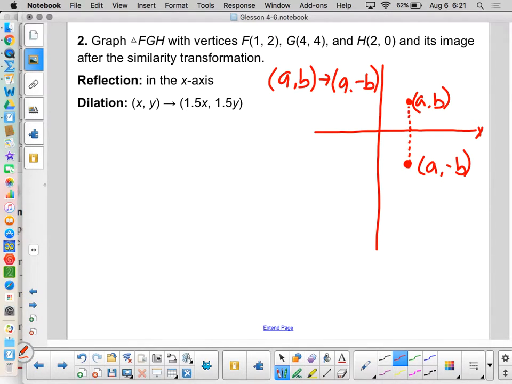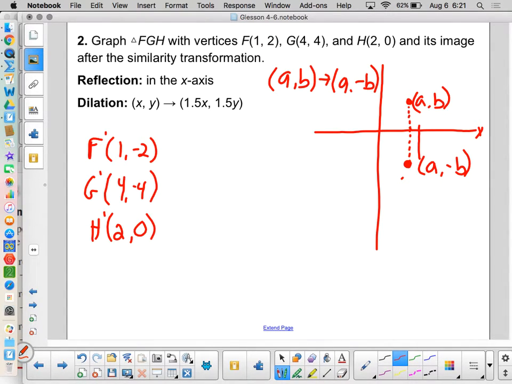Okay? That's my rule for reflection in the x-axis. And again, it's one of those that you can memorize, but I never bother memorizing it. I just do a quick sketch, go, okay, A, B is up here. Oh, if I reflect in the x-axis, the x-coordinate remained the same. The y-coordinate is the one that changed. So F primed, again, 1, 2 becomes 1, -2. G primed, 4, 4 becomes 4, -4. And H primed, 2, 0 becomes 2, -0, which is still 0.